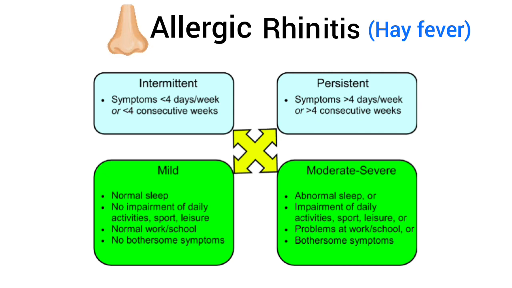And allergic rhinitis severity can be classified as being mild when symptoms are present but are not interfering with the quality of life. For example, the patient is having normal sleep, no impairment of daily activities, no bothersome symptoms. And it might be classified as more severe when the symptoms are bad enough to interfere with the quality of life, such as abnormal sleep, impairment of daily activities, bothersome symptoms.